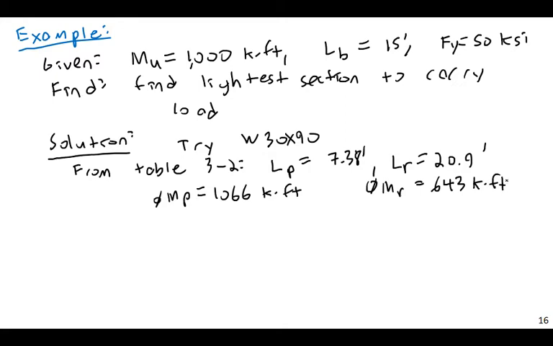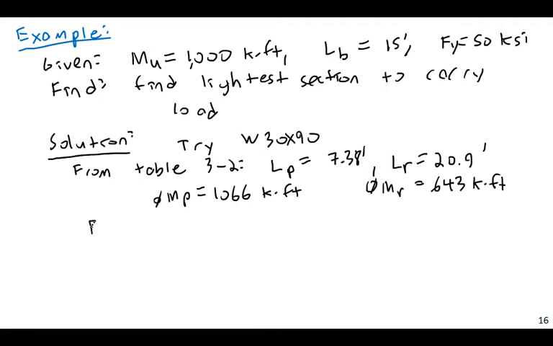Now, it may seem like I'm fine. I mean, if I'm looking here 1,000, then obviously 1,066 is greater than 1,000, but we have to be very careful. Look here. What is our brace length? Our brace length is actually 15 feet. In this case, our LB is going to be greater than our LP. Uh-oh.